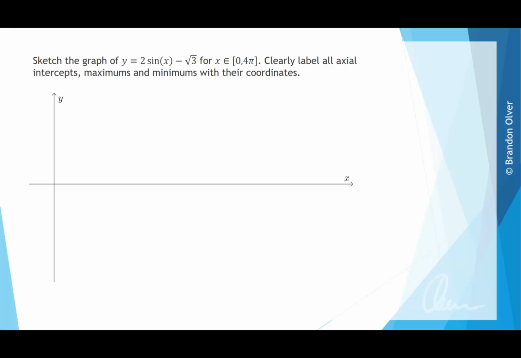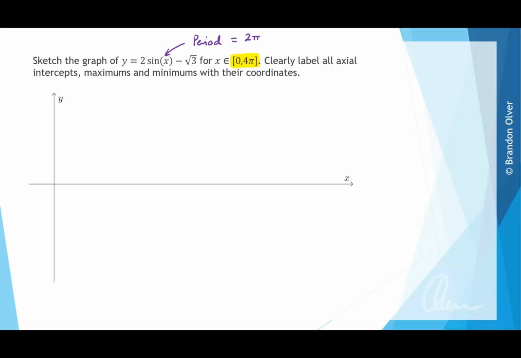Sketch the graph of y equals 2 sine of x minus root 3 for x is an element of 0 to 4 pi. Clearly label all axial intercepts, maximums and minimums with their coordinates. So as you can see, the domain in which we're graphing it over is 0 to 4 pi, and the period of this graph is equal to 2 pi over n, but the n is the value that multiplies by the x, so it's just 1, so it's just 2 pi. So with that in mind, there's going to be 2 full cycles of the sine function on this graph.